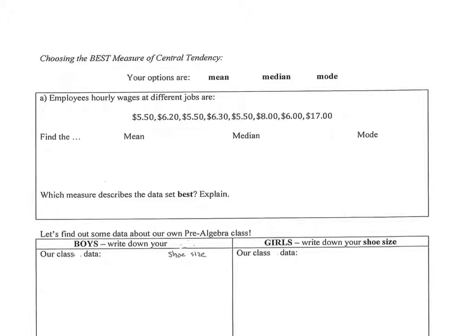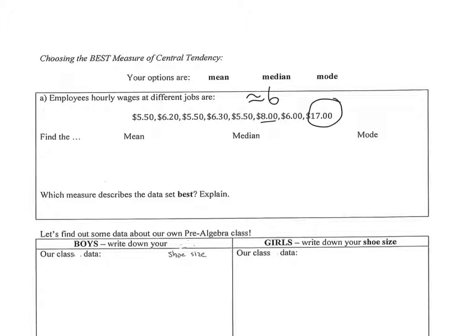Okay, and the next part is choosing the best measure of central tendency. So, hourly wages at different jobs. Kind of just look through these numbers. So we've got 5.50, 6.20, 5.50, 6.30, 5.50, 8, 6, and 17. Off the bat, I'm thinking that 17 is kind of different. So is 18. The rest of the numbers are about 6. So let's see which one shows me the best measure.